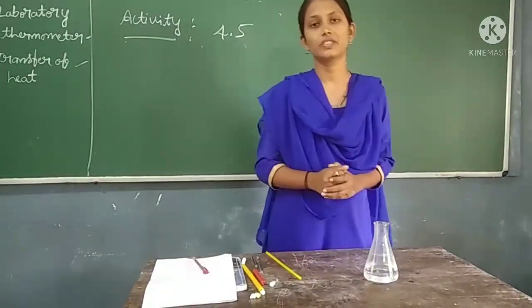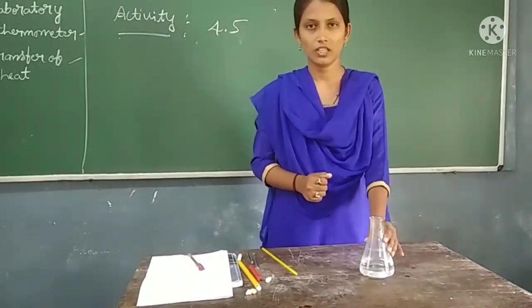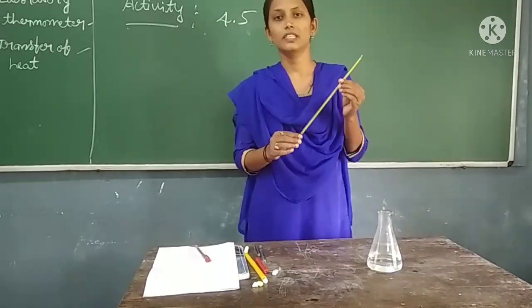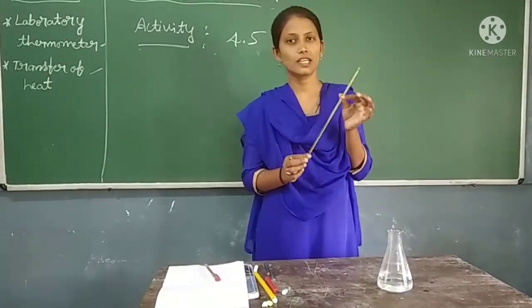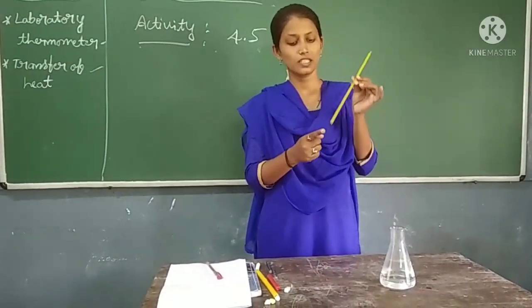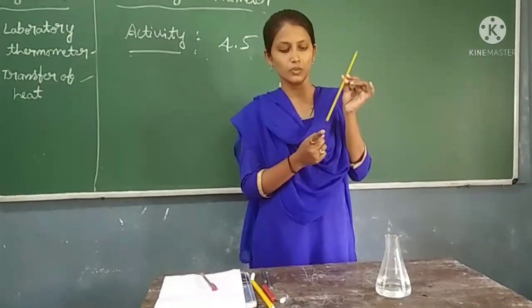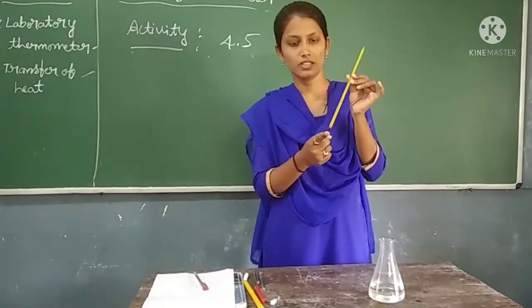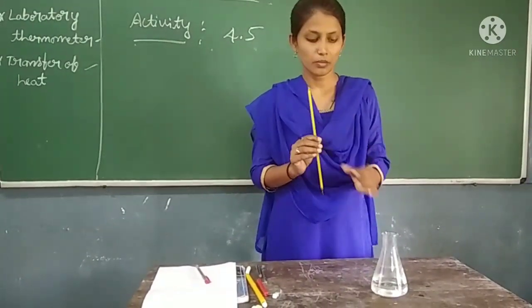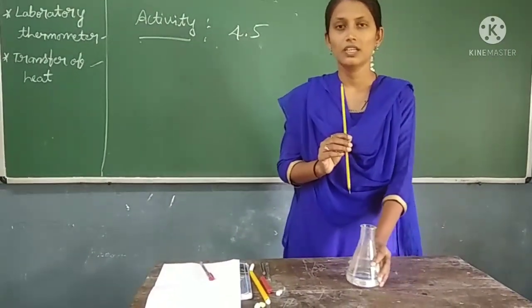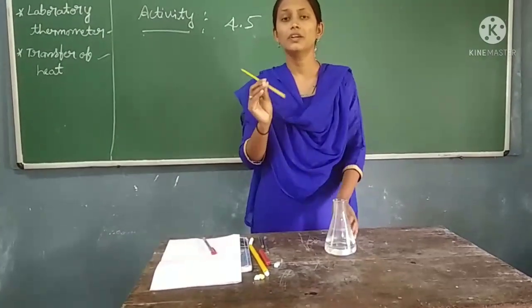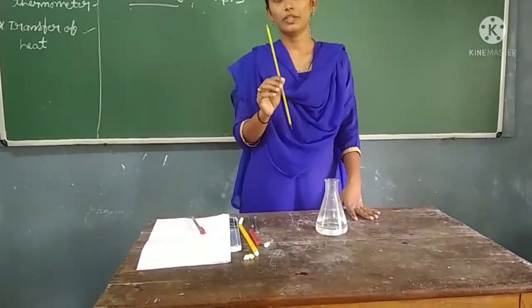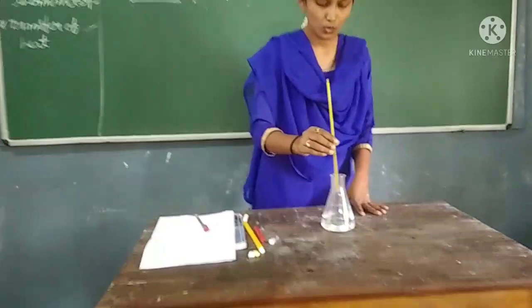Dear children, now let us do the activity 4.5. To do this activity, we need some hot water and the laboratory thermometer. So this is the laboratory thermometer. It has a bulb at one end which contains the mercury. Now we have to take some hot water in a flask. Later you have to dip the laboratory thermometer in the hot water.